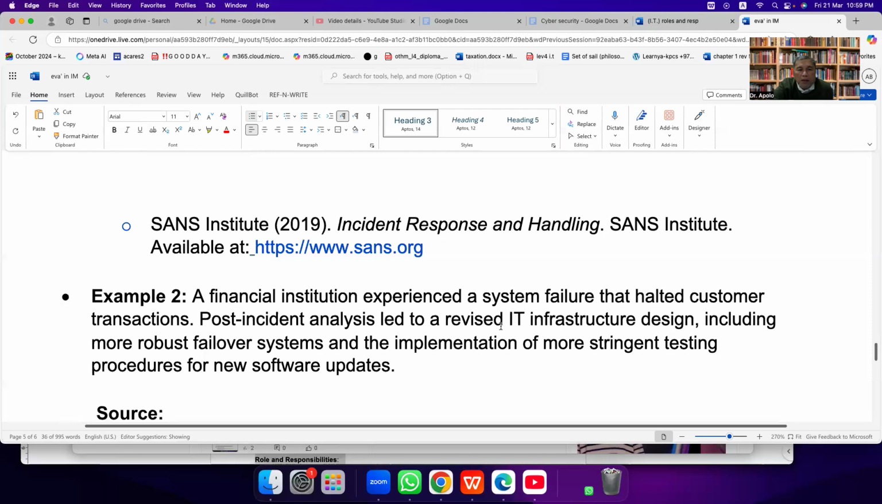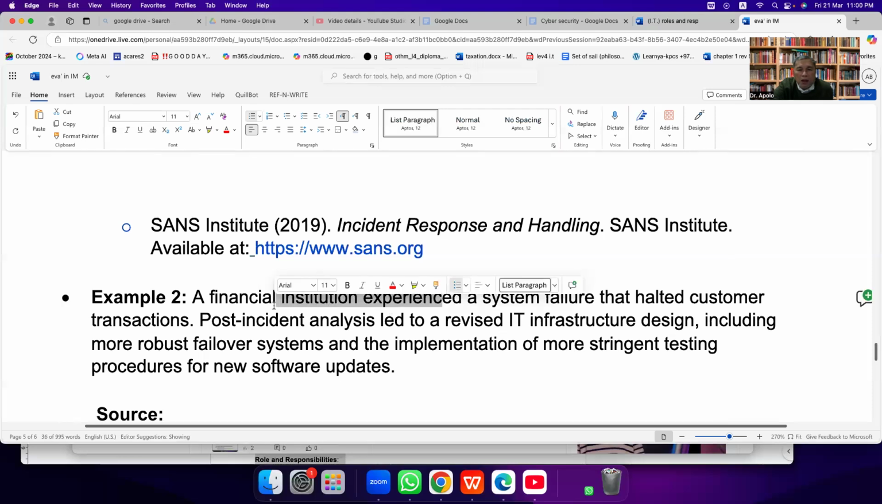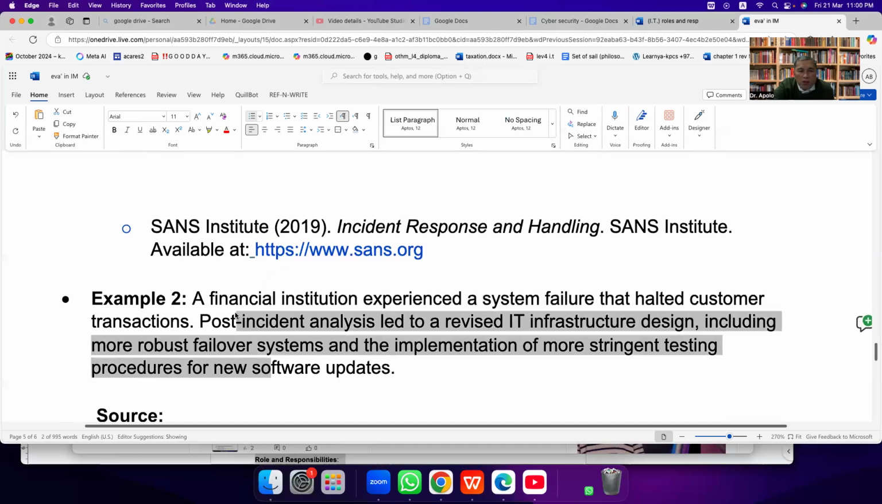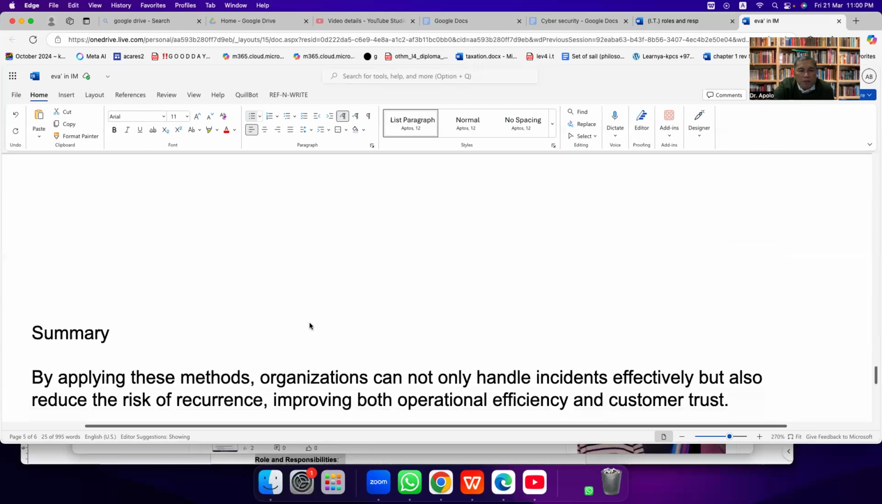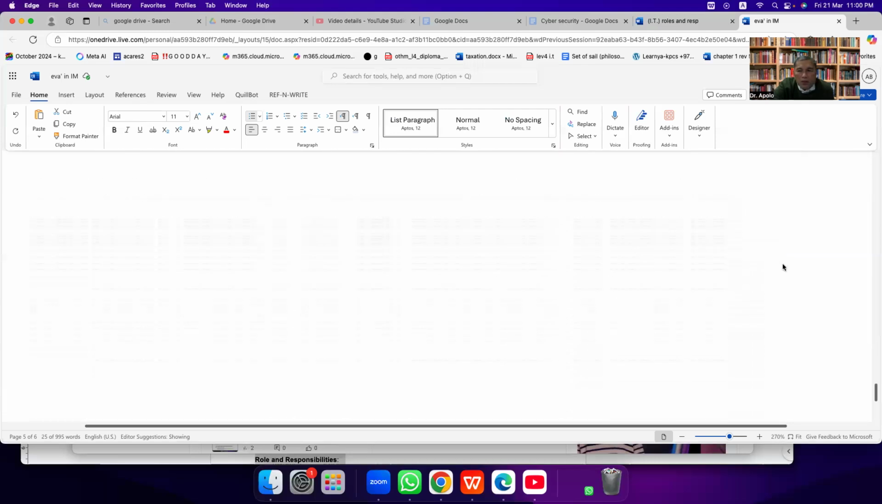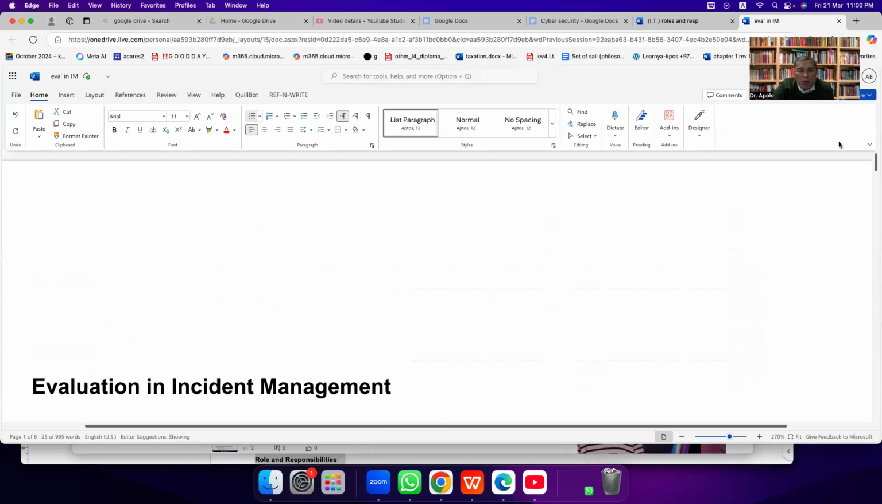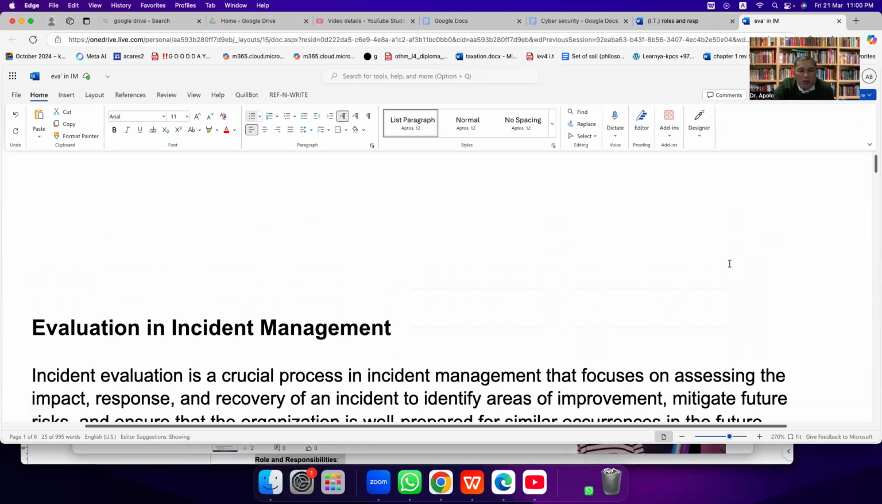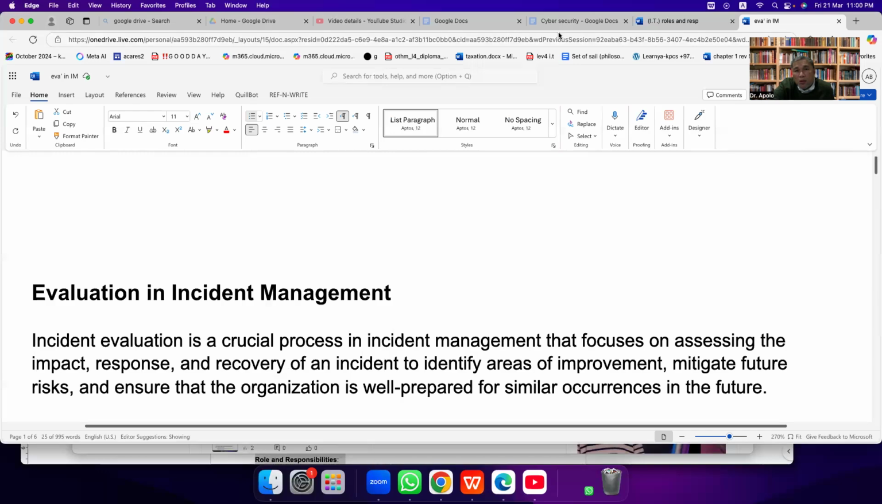Another example is a financial institution, banks maybe, that experienced a system failure that halted customer transactions. Post-incident analysis led to a revised IT infrastructure design, including a more robust failover system and implementation of more stringent testing procedures for software testing. So this is our segment presentation for the evaluation and incident management. We will continue on the next segment of our discussion.